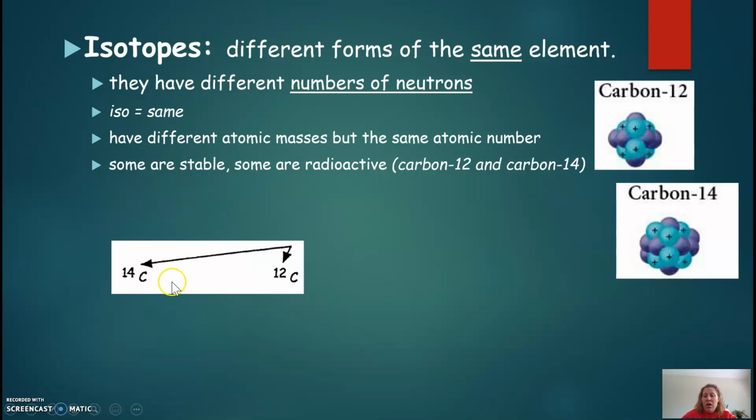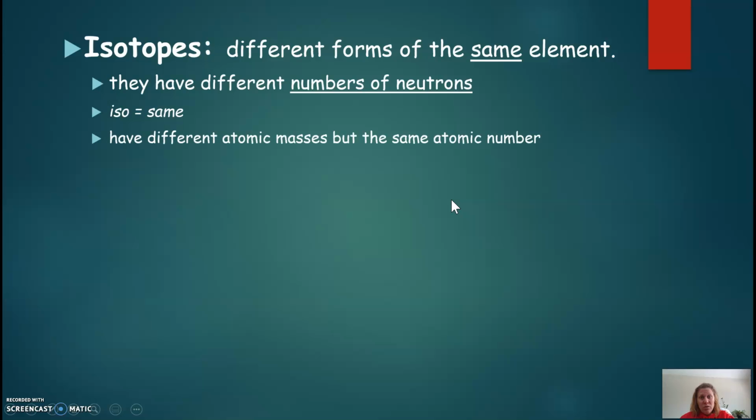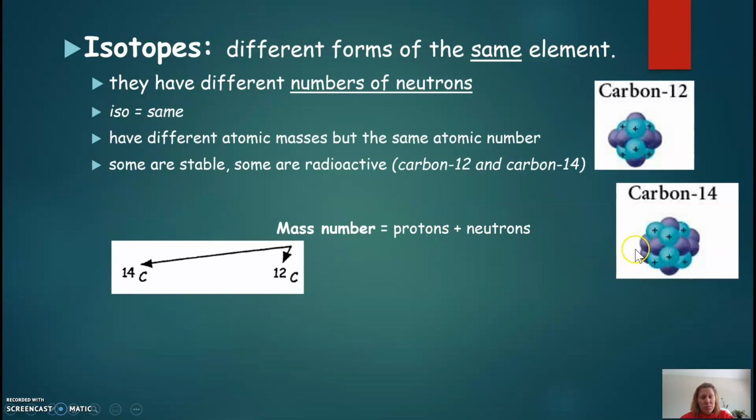Okay, so symbols. This is one of the ways you'll see symbols. Those whole numbers are called mass numbers. Why is it a mass number and not atomic mass? Because it's a whole number. It is only protons plus neutrons. So how do you know how many protons, neutrons, and electrons? Well, the atomic number is the number of protons. The mass number is protons plus neutrons.